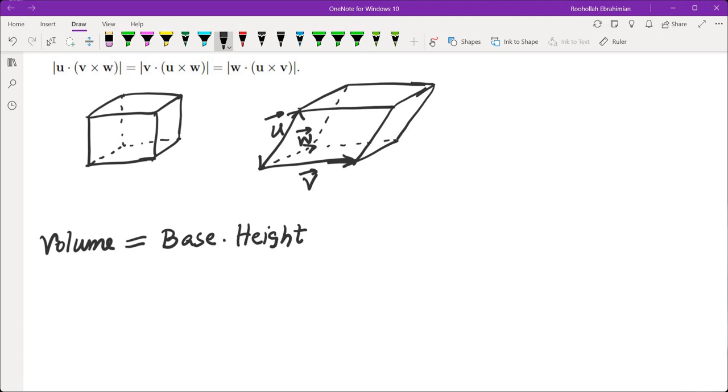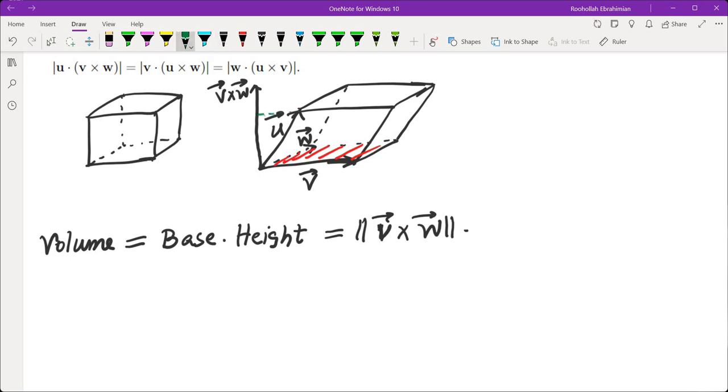Okay, so let's evaluate both of these, and then we are going to get the formula. The area of the base is the area of this parallelogram, so that is the magnitude of V cross W. Then we'll have to multiply it by the height. So let's look at what the height is. Well, V cross W is in the direction of the height.